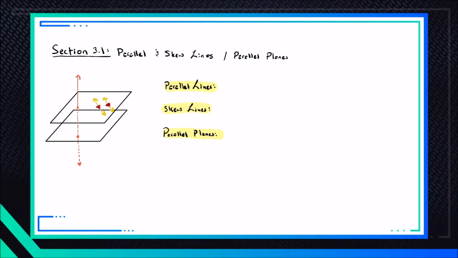Alright, today we're going to do section 3.1 and we're going to take a look at parallel lines, skew lines, and some parallel planes, and then we're going to see what happens when we get some transversals and some cool angles with that. So you see I drew this figure on this left.